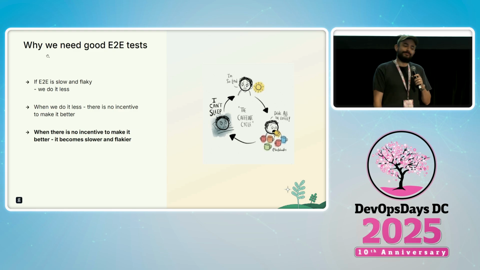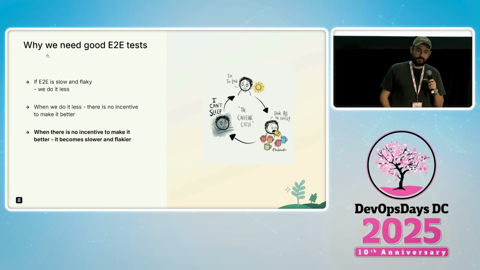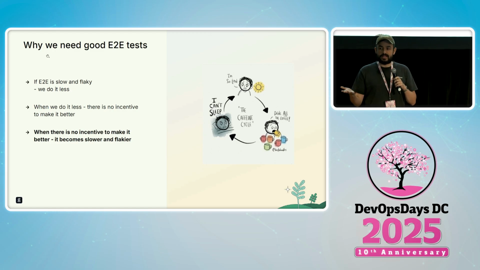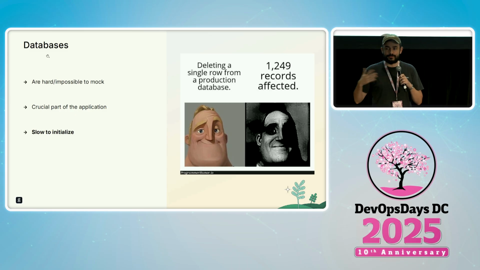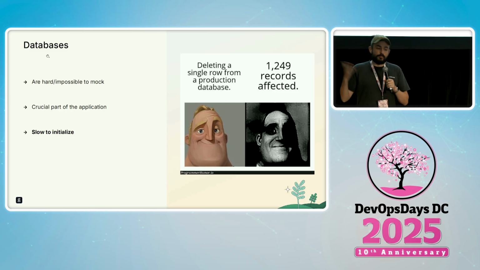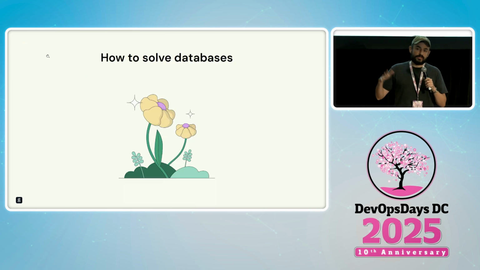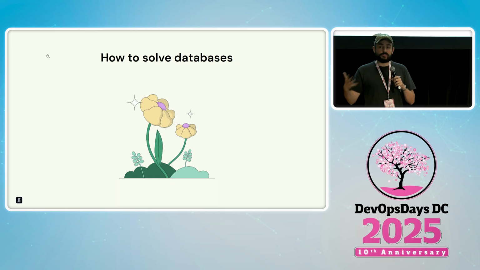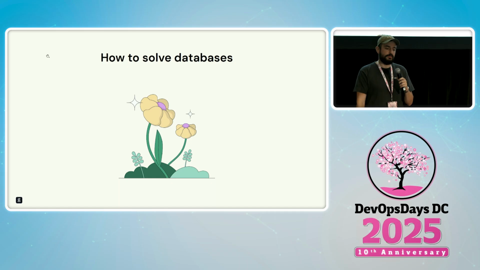Everything starts with a why. So why do we need it to be good? At groundcover, but I think in software culture in general, when things work slowly, we tend to do them less. We will do it in the staging environment. We'll do it before we merge to main. If something is slow, then we will do it less, and then it goes on and on. And when it comes to databases, those are impossible to mock. They are a crucial part of the application. They are slow to initialize, so we tend to test them less and less. How do we solve this issue and make databases something that is fun and easy to test?